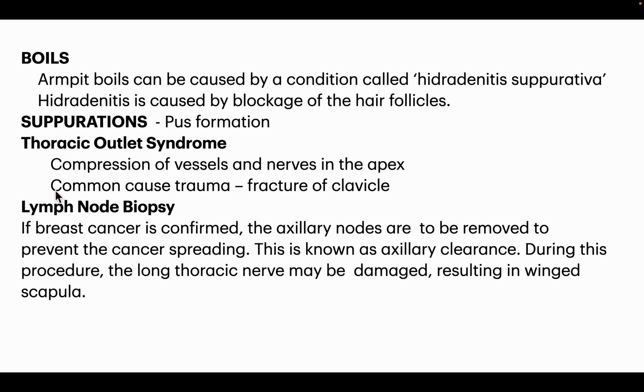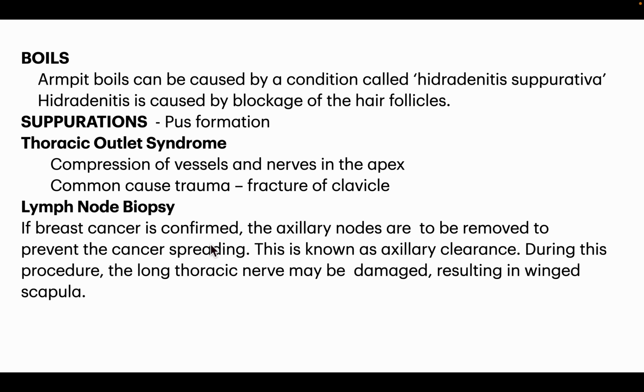The other clinical aspect we can include is boils near the armpit. Boils can be caused by a condition known as hidradenitis, which is caused by blockage of the hair follicles present near the axilla. There can also be pus formation in the axilla. One more is thoracic outlet syndrome, which is compression of the vessels and the nerves in the apex of the axilla. That is most commonly due to fracture of the clavicle, because the clavicle forms the anterior boundary of the apex.